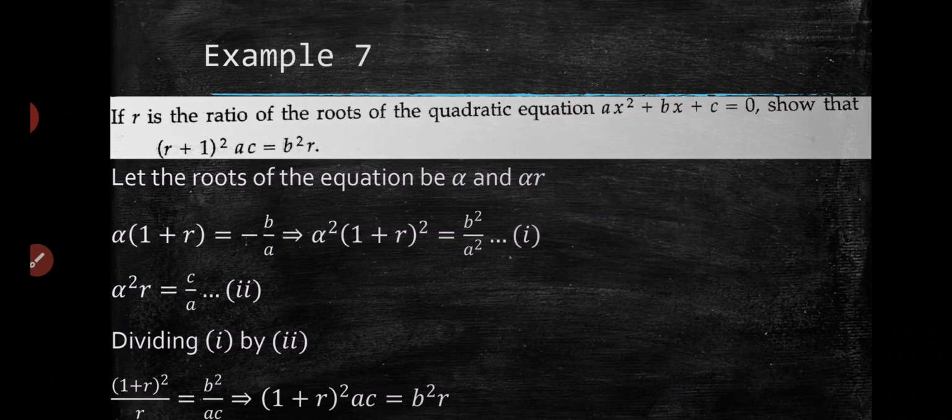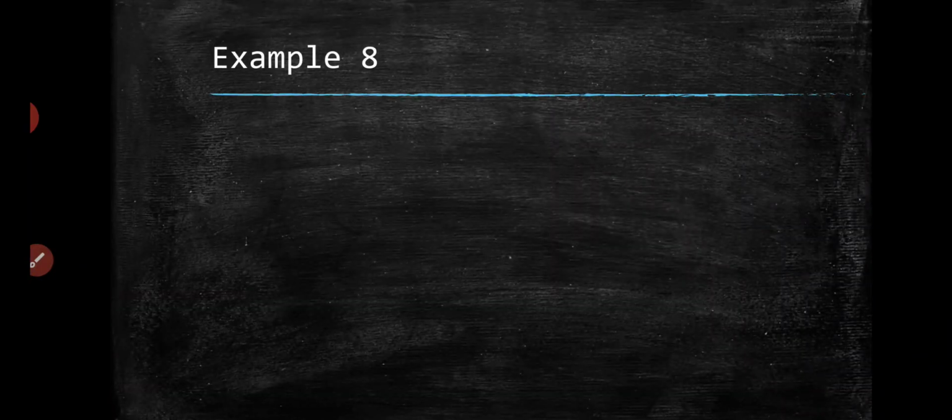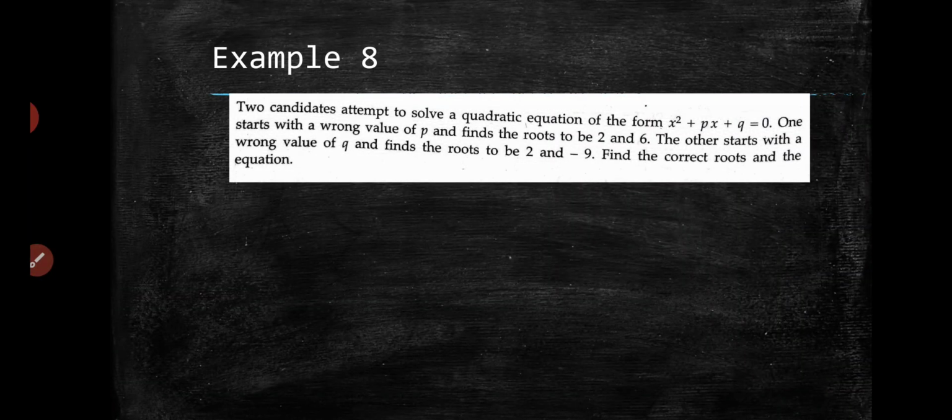Last problem, number 8. Now this one is a simple problem, but obviously a little bit tricky, more like one of those competitive exam reasoning problems. The problem is, two candidates attempt to solve a quadratic equation of the form x² + px + q = 0. One starts with the wrong value of p and finds the roots to be 2 and 6. The other starts with the wrong value of q and finds the roots to be 2 and minus 9. Find the correct roots and the equation.